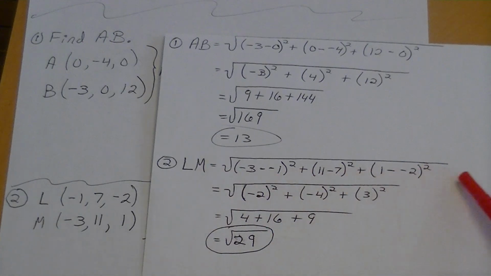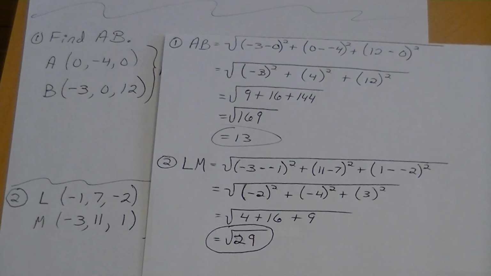And on the other one, with the 2 points I gave you, it comes out to be the square root of 29. That's not a perfect square, so we'll leave that alone unless the instructions tell us to round off, but otherwise that's it. That's the exact answer.